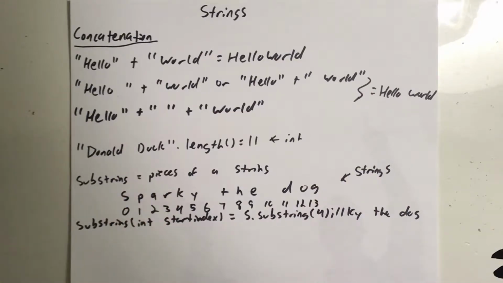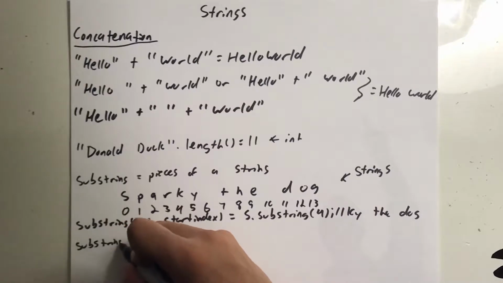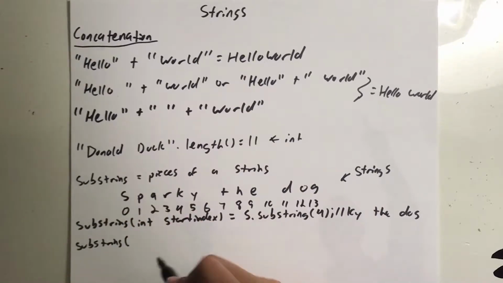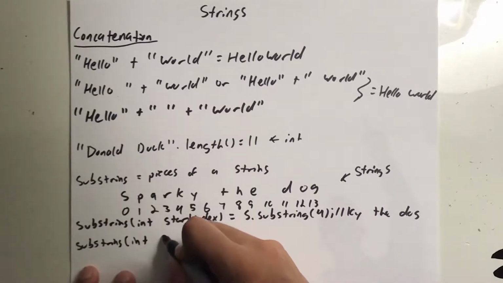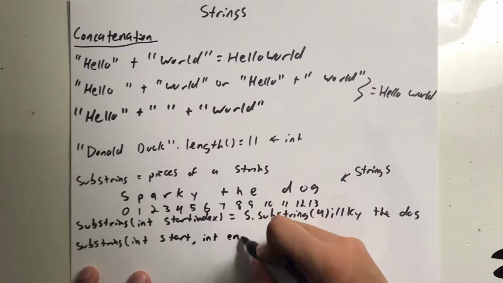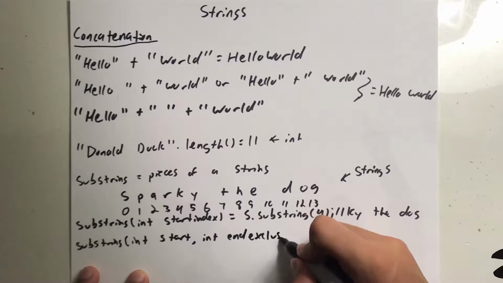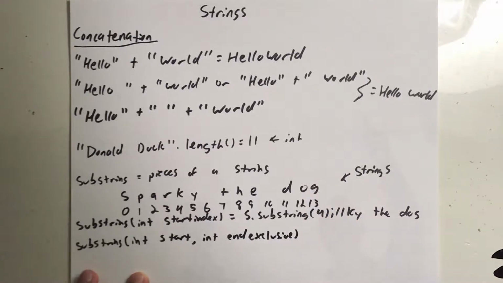Now we also have the next substring, where it's int start and int end, exclusive, meaning your start index is going to be included in the new string, and the second index is not going to get counted in the string.